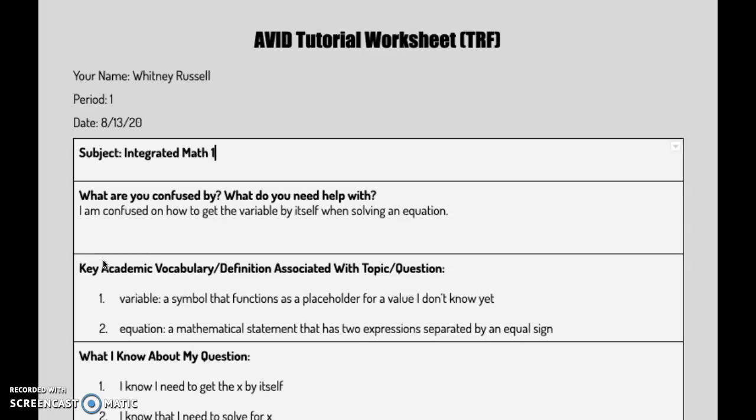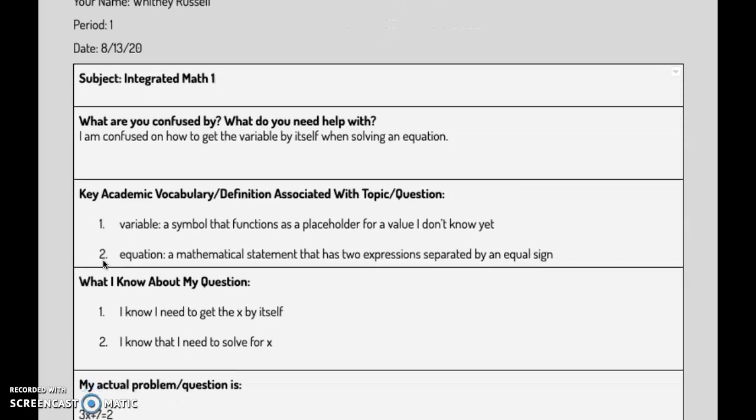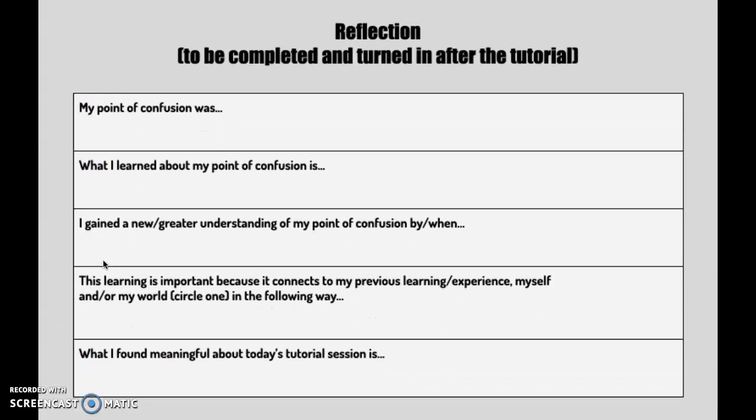Then the tutor is going to make sure, they're going to give you points that you have it filled out right when the tutorial starts. Before they do anything else, they're going to ask, okay, who filled out their form? After the end of the tutorial, you're going to go down to the second page and fill out the reflection. You're going to talk about what your point of confusion was, what you learned about it, what new understanding you gained, how it's important, and what you found meaningful about today's tutorial session.